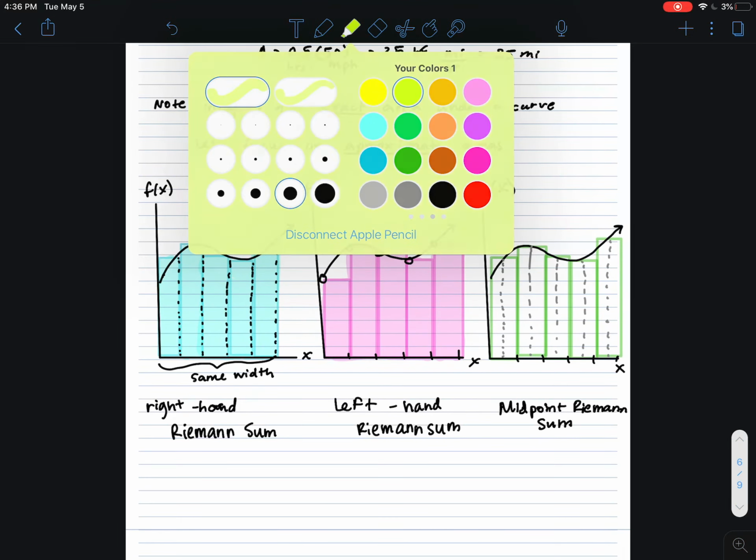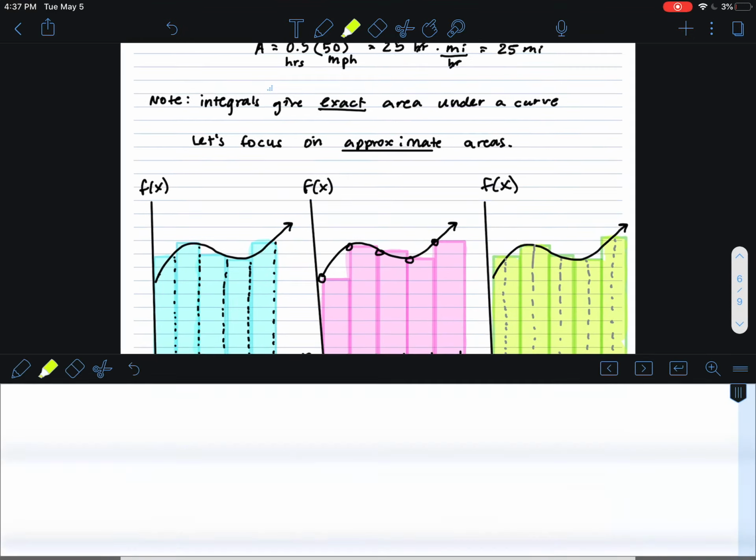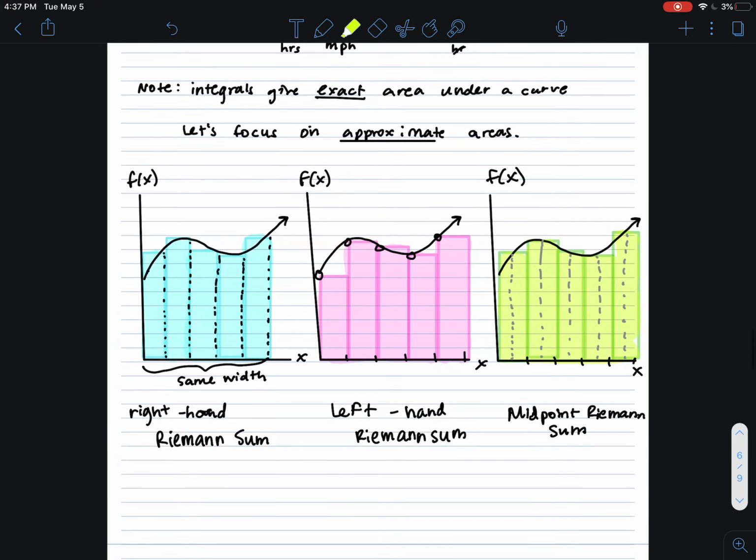And if we shaded in our areas again, it looks like this. And just by looking, this one looks pretty similar to the amount of error that we have on our right-hand side Riemann sum. Okay, anyway, that's the introduction to Riemann sums.